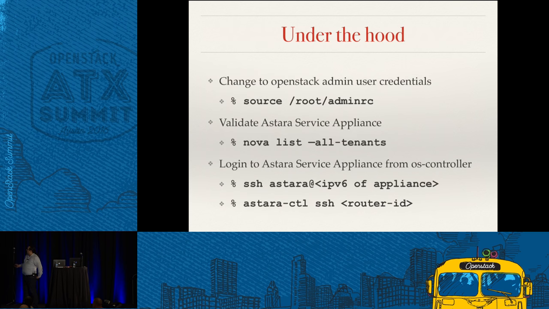And then under the hood, when you do a Nova list --all-tenants, you can actually see the service VM. And if you have that key, you can SSH to the IPv6 address. And you get straight into the appliance. You can play around with the appliance. We do have a command line. So if you do an astara-ctl ssh and the router ID, it'll take you to that particular router. There's a command line for rebuilding the images.